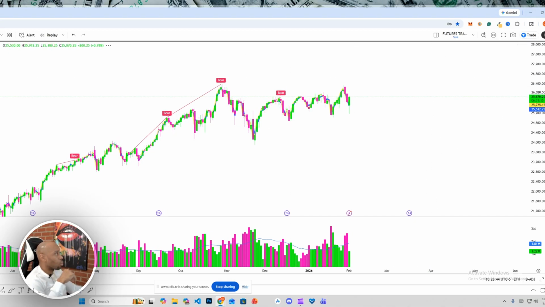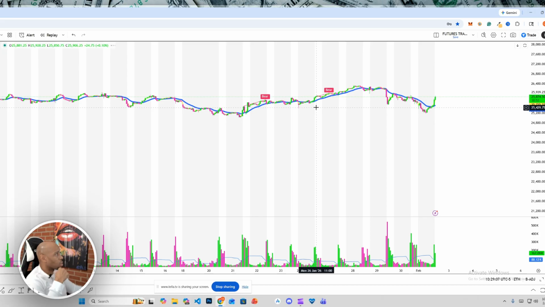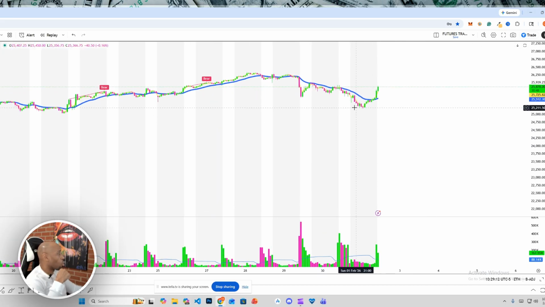Then I drop down to the 1 hour. On the 1 hour, price is trending up so far. Ultimately, price is still going sideways overall. But for the short term on the 1 hour, price is trending up.